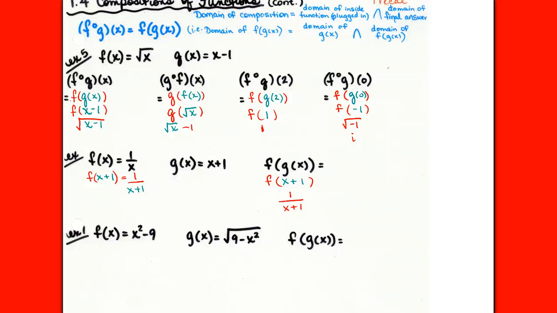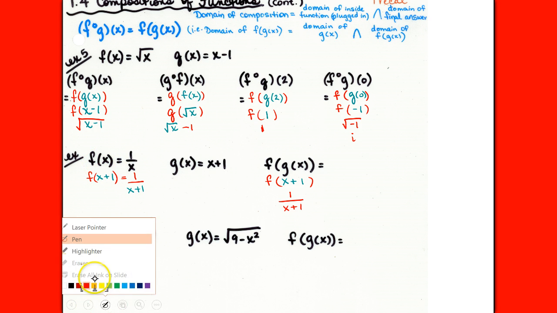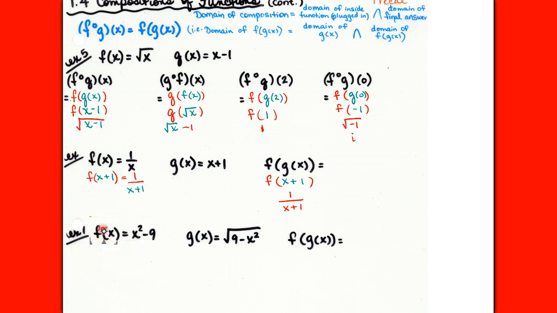So for the domain of the composition that we're working with, where we have f plus g of x, we need to find the domain of the inside function. So our inside plugged in function was g of x, and intersect that with the domain of the final answer, which for us was f of g of x. So we're going to find the domain of the inside function, g of x, the domain of the final answer, f of g of x, and find their intersection, and that will be the domain for our composition, okay?